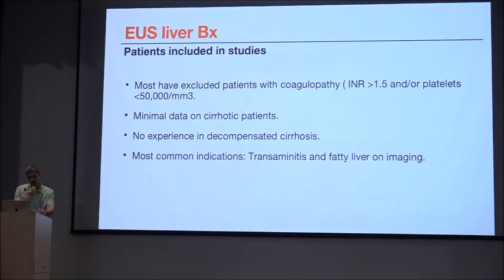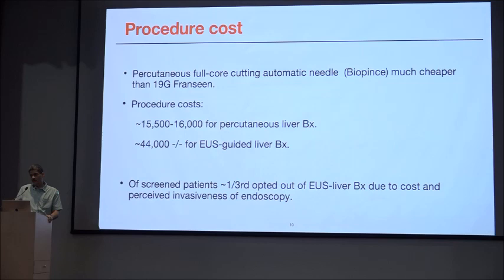There is no experience in decompensated cirrhosis, and the most common indications were transaminitis and fatty liver on imaging. The procedure cost: we use BioPens here, and it is much cheaper than a 19G Francine needle, which is used in this department. So at ILBS, a percutaneous liver biopsy using a BioPen will cost around 15,500 to 16,000 rupees.